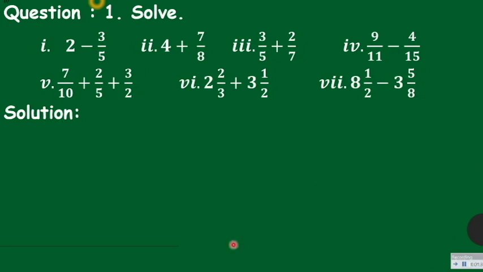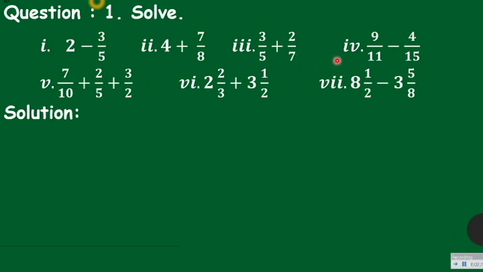Here in the first question we have 7 parts. Before starting any part, I just want to tell you that you have to look at the questions very thoroughly. In the first part, 2 is a whole number and 3 upon 5 is a fraction, and we have to do subtraction in it. In the second part, 4 is a whole number and 7 upon 8 is a fraction, and here we have to do addition. In the third part, 3 upon 5 is a fraction and 2 upon 7 is also a fraction. Here also we need to do addition.